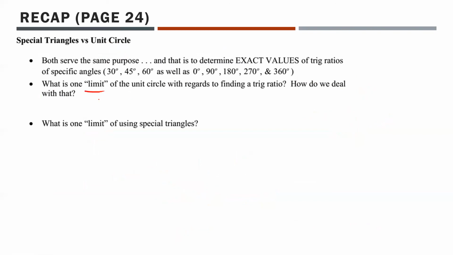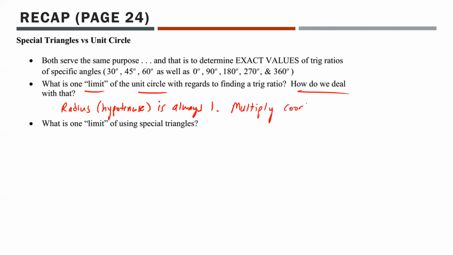I think what this is referring to as a limit of a unit circle is the fact that the radius, or in other words, the hypotenuse, is always 1. How do we deal with that? Just multiply your coordinates by the new radius.